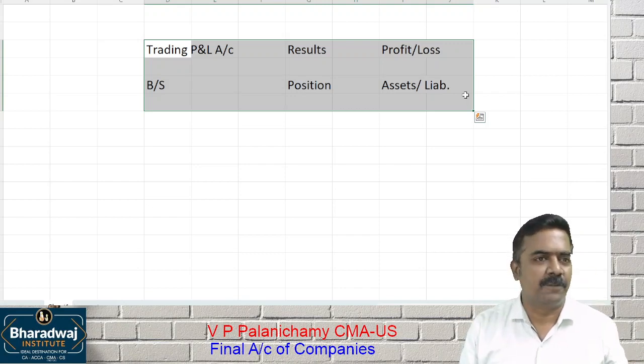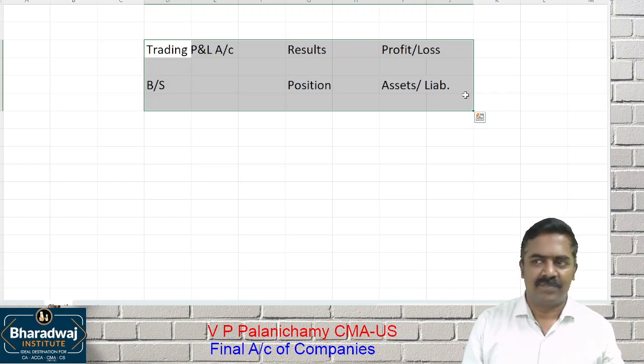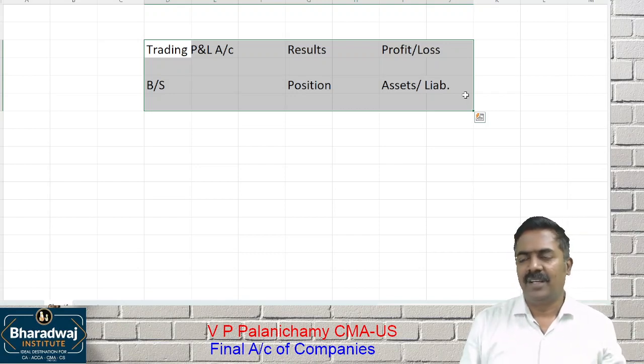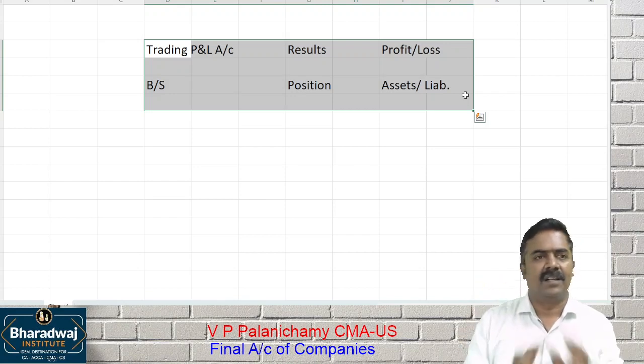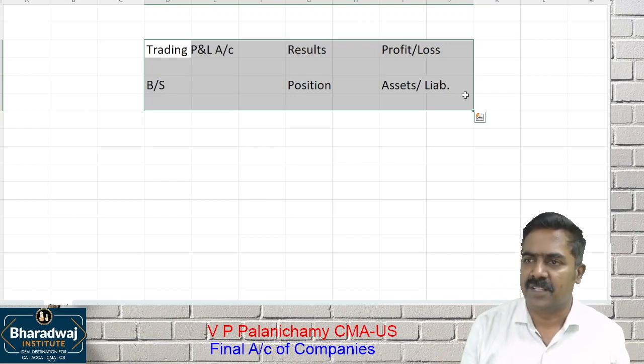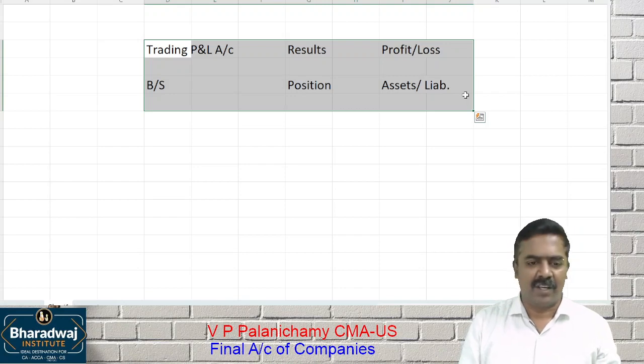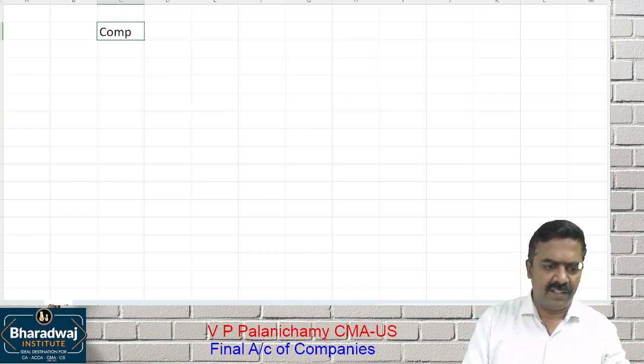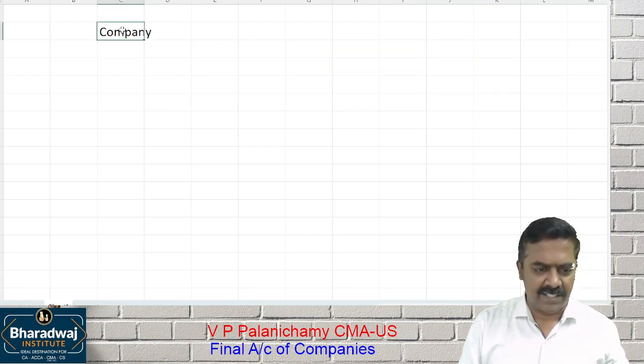What about partnership form? Who will access the accounts? Partners only will access accounts. Can a third person access accounts? No. In case of a society or a trust, the trustees and contributories will access what? Accounts. Okay. But imagine if it is a company. Who can access the accounts of a company?